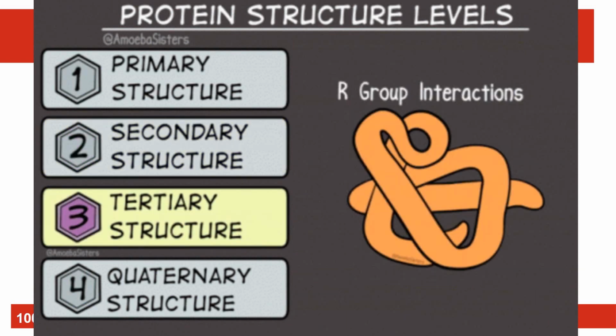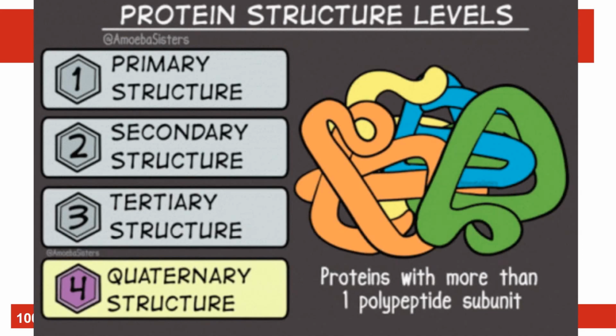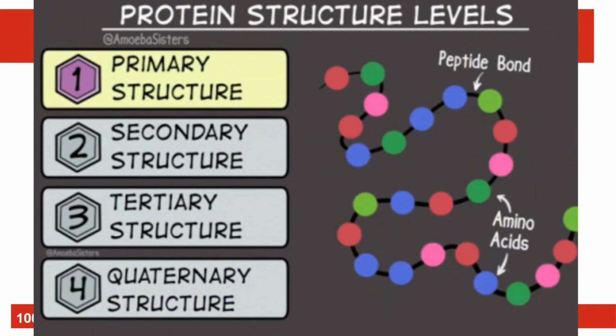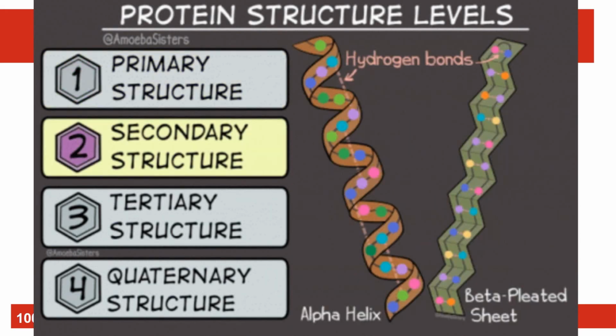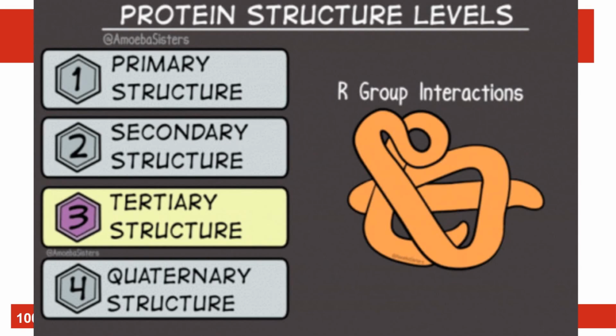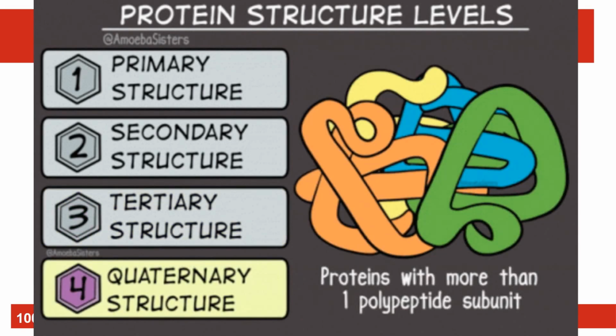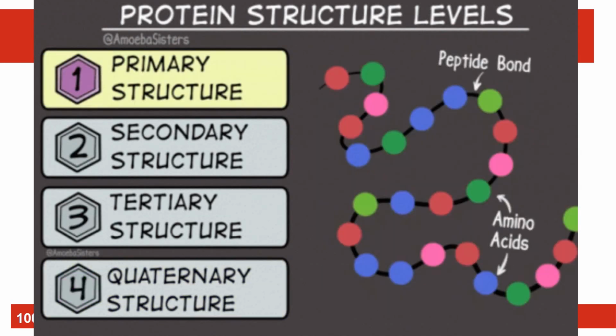Watch this little GIF. We're going to have to wait for it to cycle back to primary structure. It's primary structure, order of amino acids, secondary structure, alpha helices and beta pleated sheets. Tertiary structure is the R group interactions making 3-dimensional shape. Quaternary structure is proteins with more than one polypeptide subunit, which is that amino acid chain.